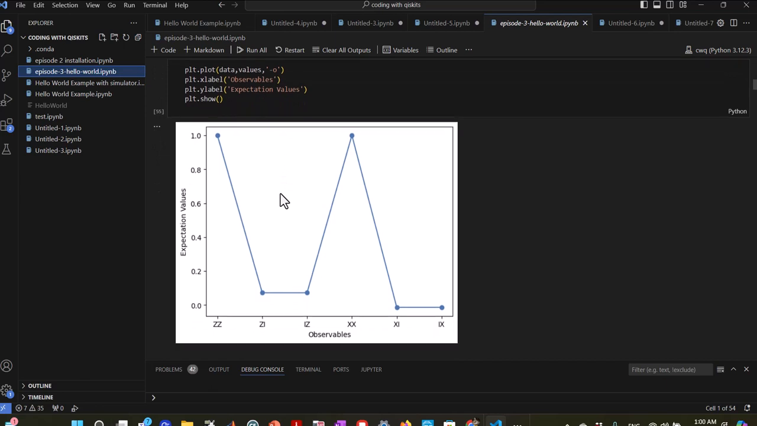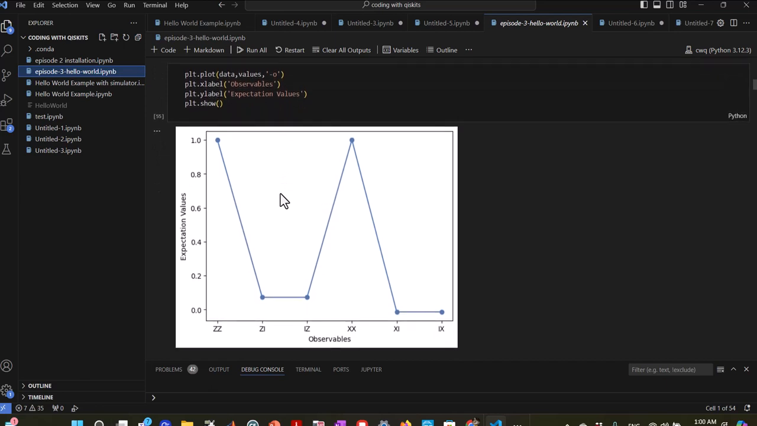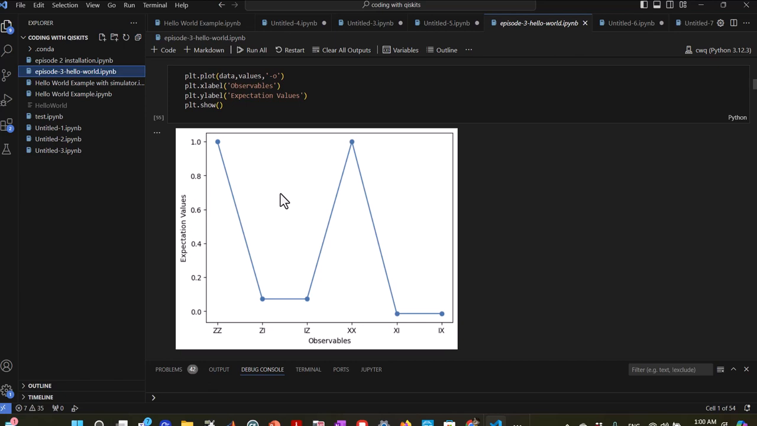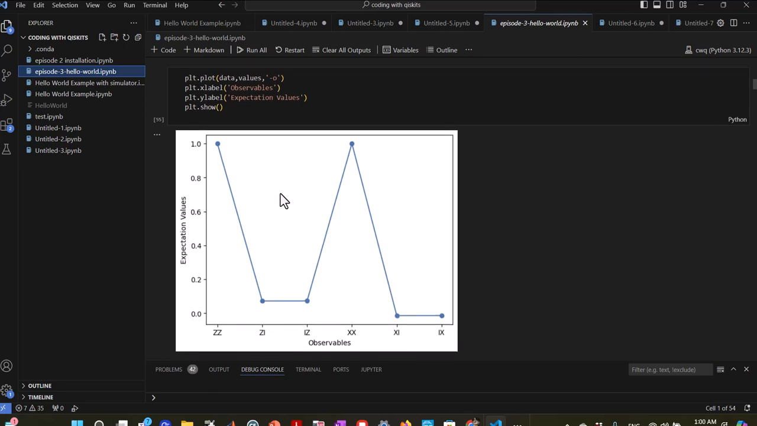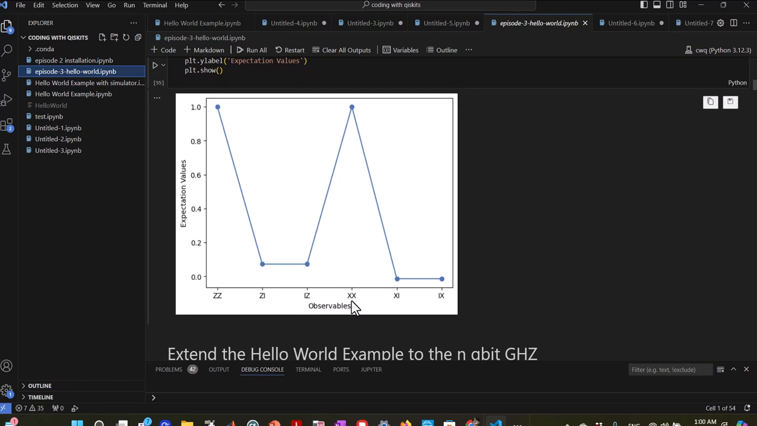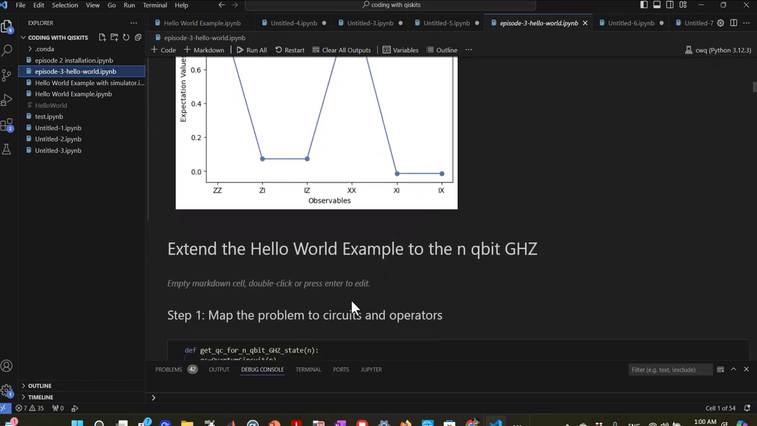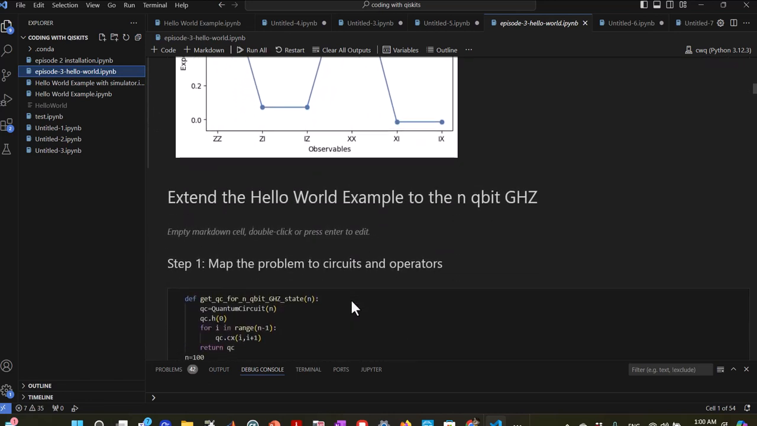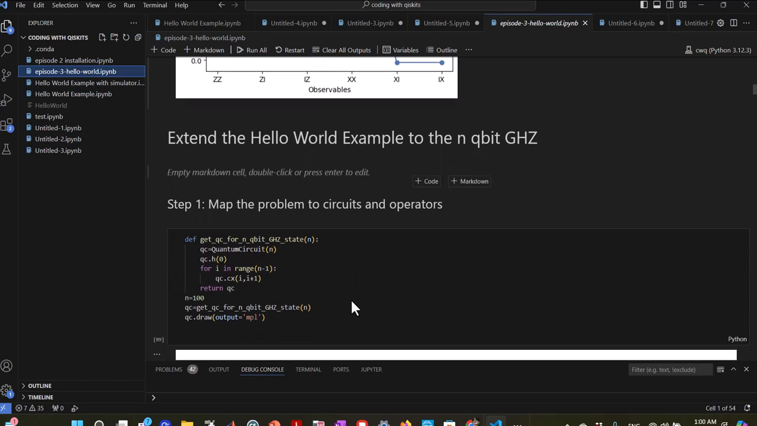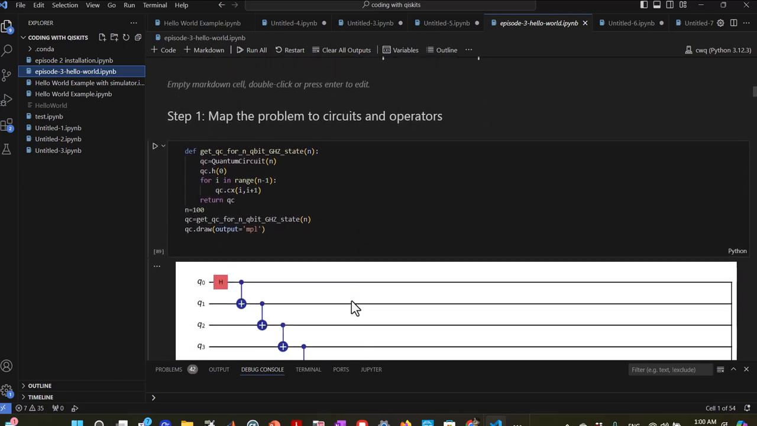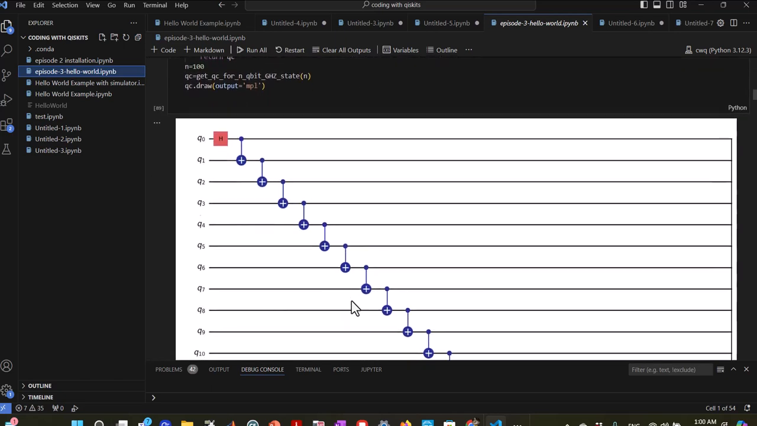And this gets exactly what we would expect. And we get this, but this we're running not on a quantum computer, but on a simulator. So that does get exactly what we would expect with the 1 for ZZ and XX and 0 for the others, or close to 0. And then I extend it to a different state.